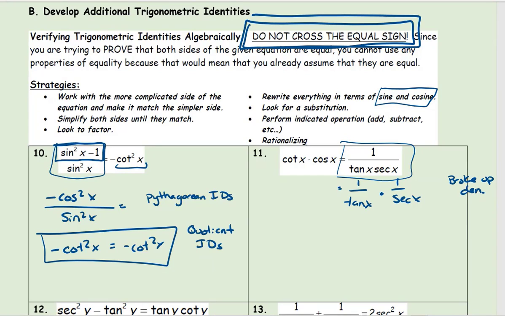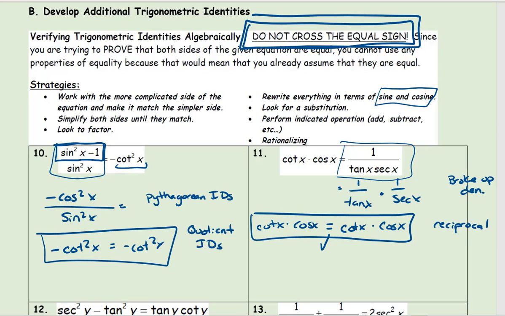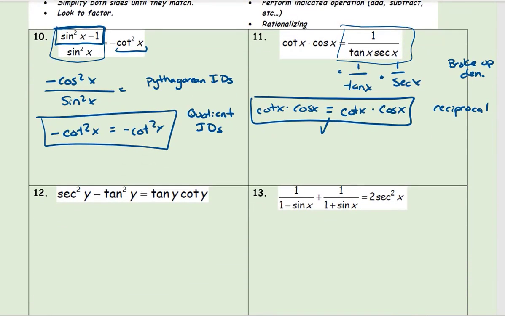Now that we broke up the denominator, we know that 1 over tangent of x is actually cotangent of x due to the reciprocal identities. And we also know that 1 over secant of x is equal to cosine of x because of the reciprocal identities. And just like that, guys, we actually found the other side. So we're done. Again, we're only doing 2-step ones right now. We are going to be moving to some more difficult ones.